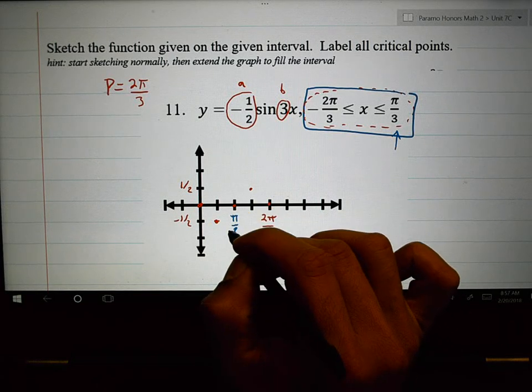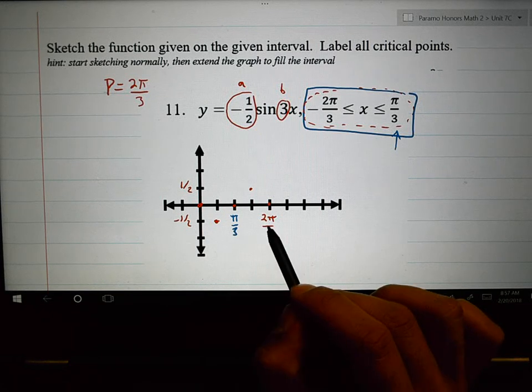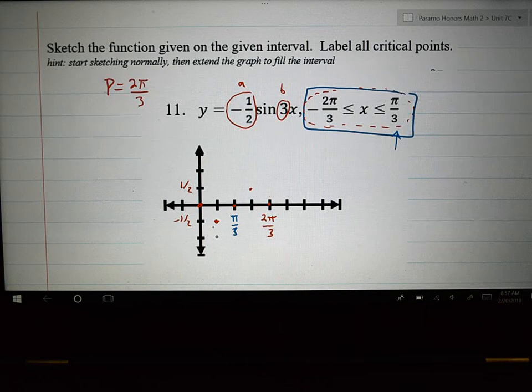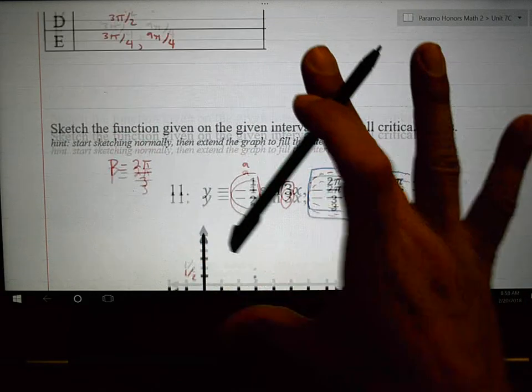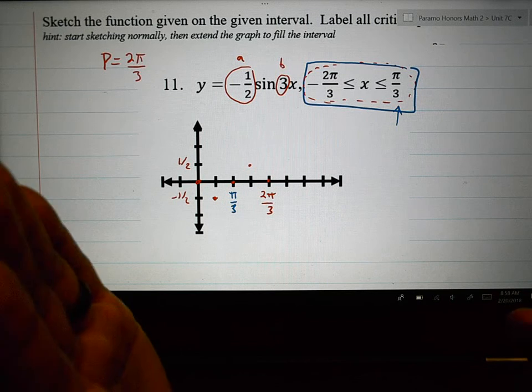I'm hoping you know it's at the second quartile. That if I have 2 pi over 3 and you cut that in half, that makes pi over 3 and another pi over 3 would make 2 pi over 3. That's exactly halfway. So this is the part of the graph that I have to end with. It also lets me know what I'm counting by.